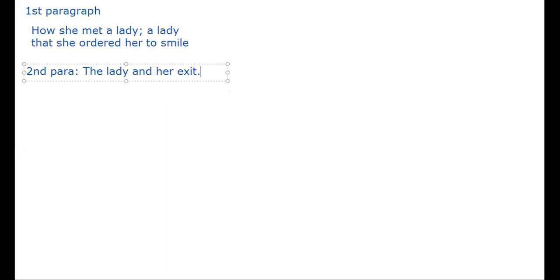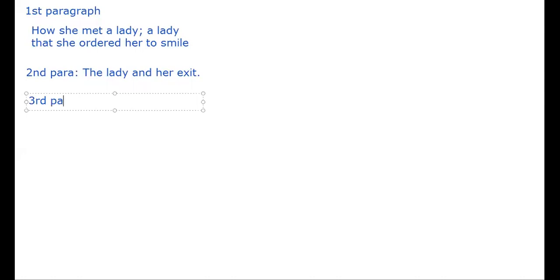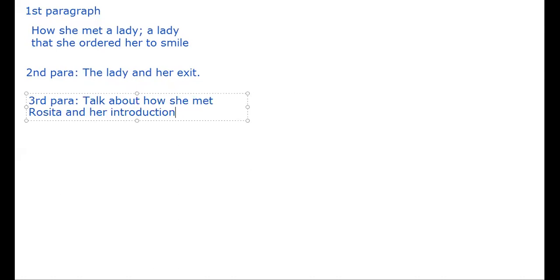Okay. So now, third part. The girl who had opened the gate for us and who was steering the beans said, my name is Rosita. I'm 12 years old and I come from White Mesa in the Navajo country. What is your name? Where do you come from? How old are you? So what is this part about, guys? This part is talk. How old she was. Where she came from. Information. She introduced herself, Rosita. An introduction. Yeah.